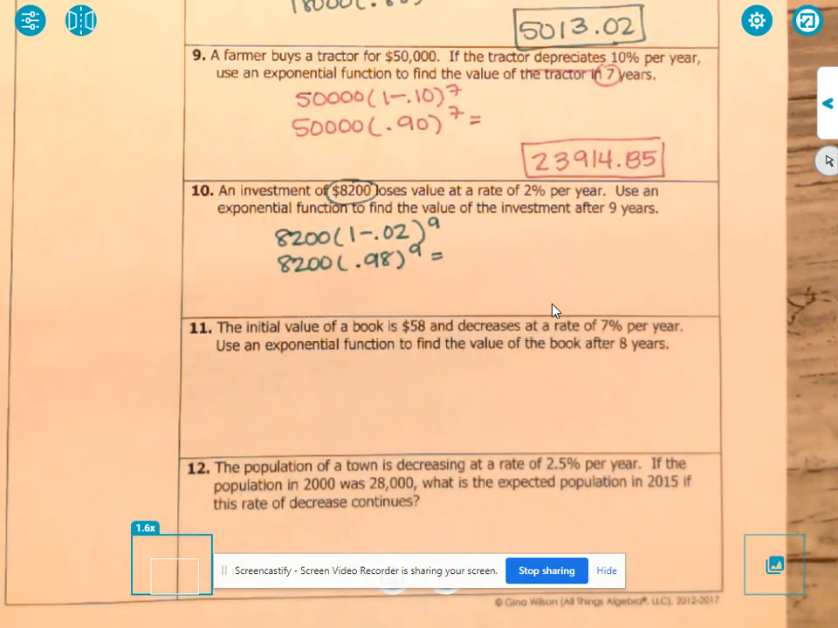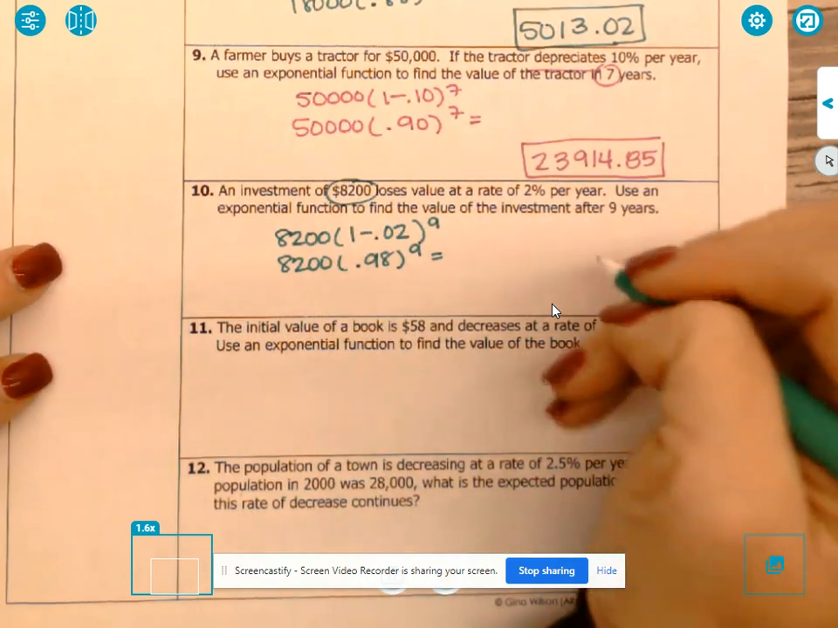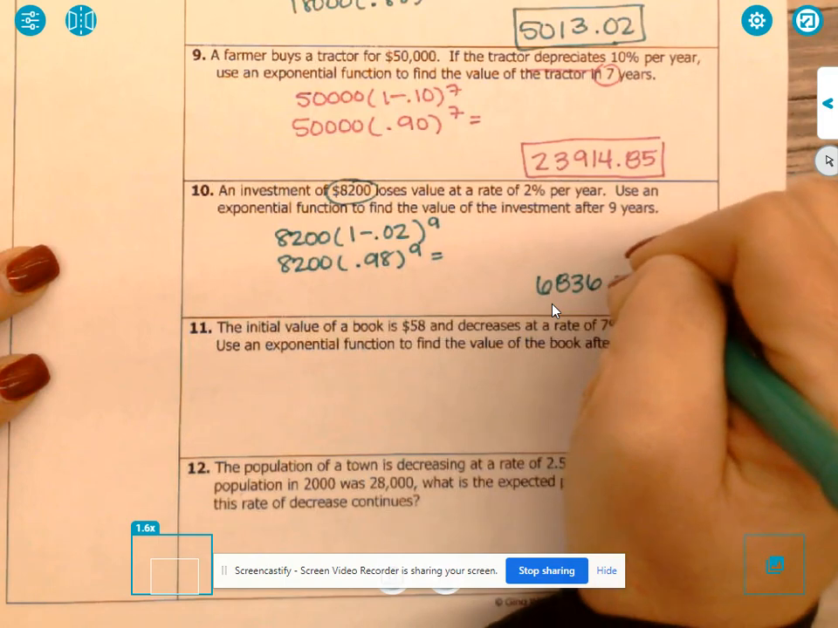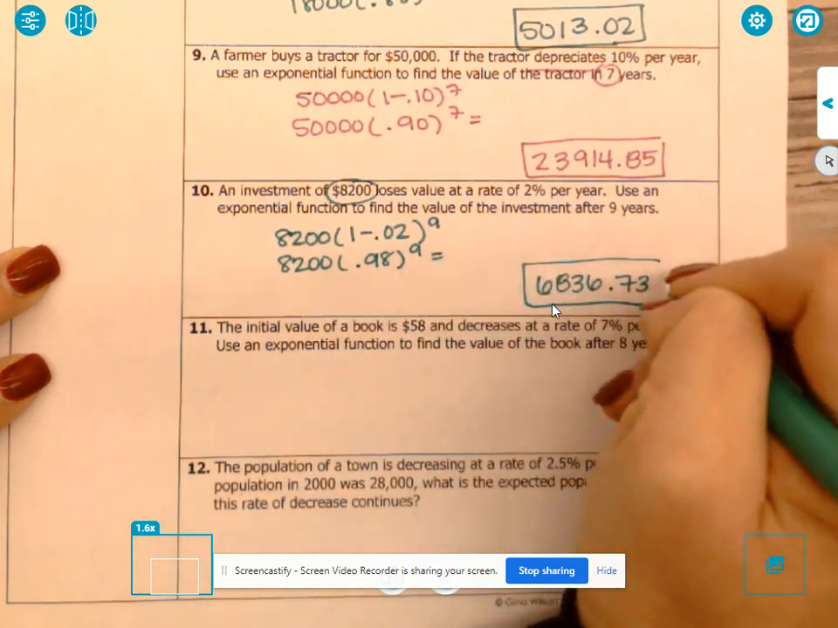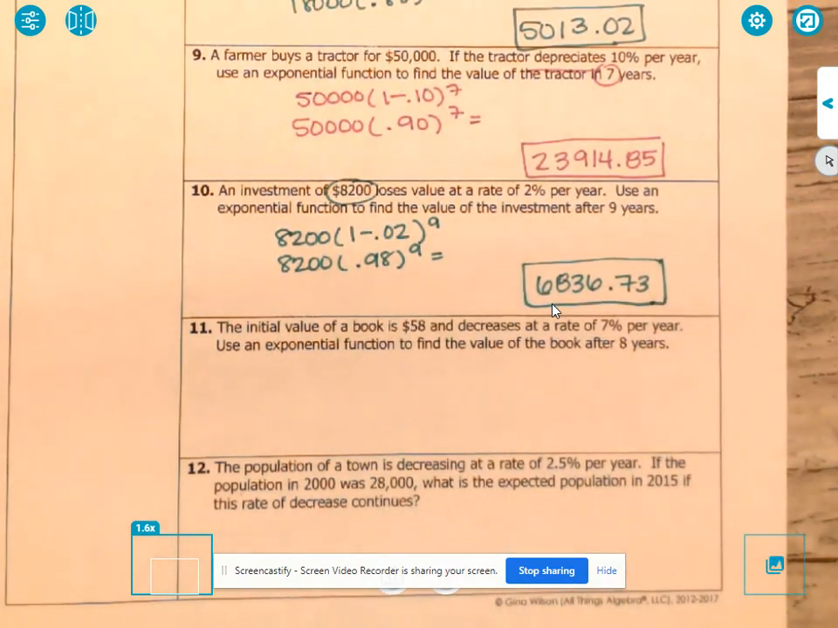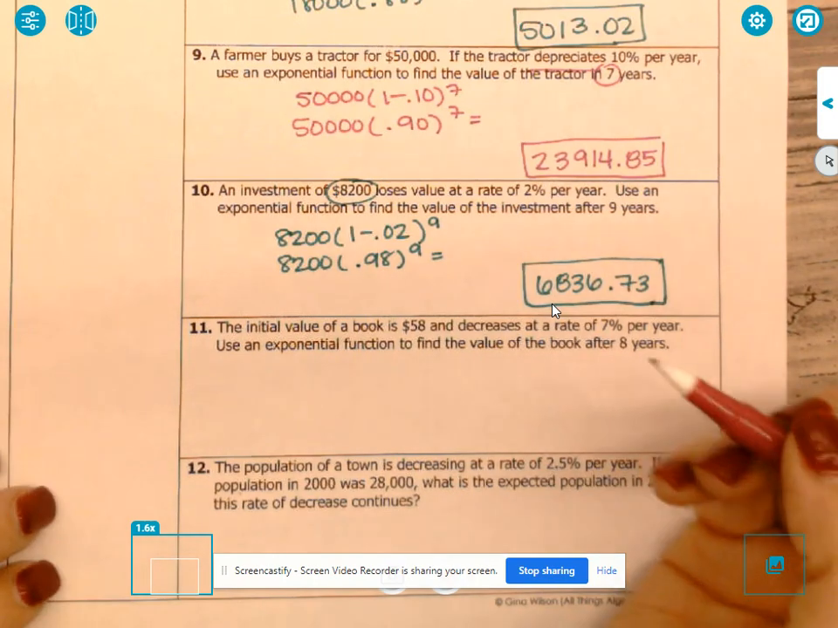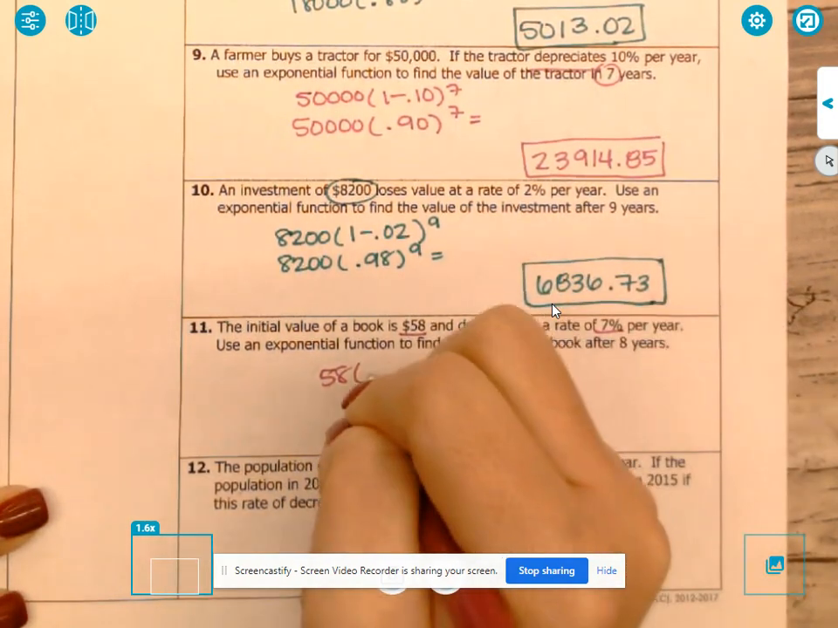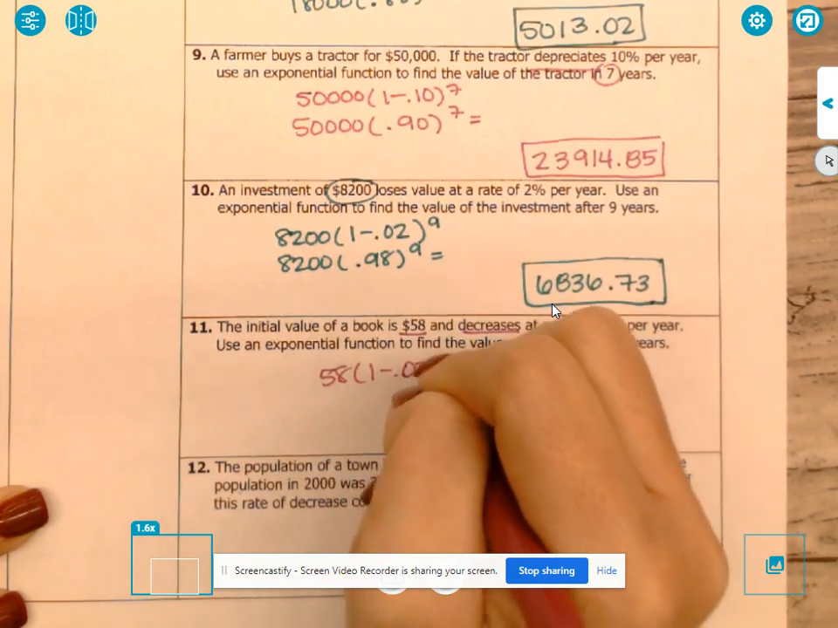All right. So we're losing 2%. So that's give me a 98% there. 9 years, and we go with value of book is $58.